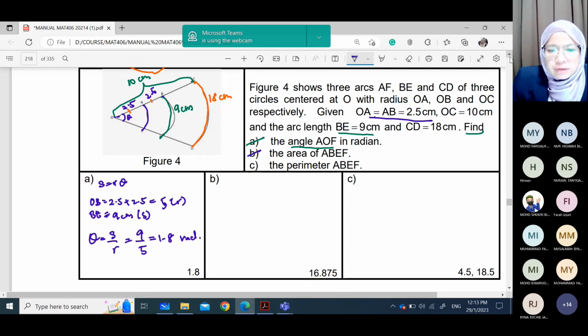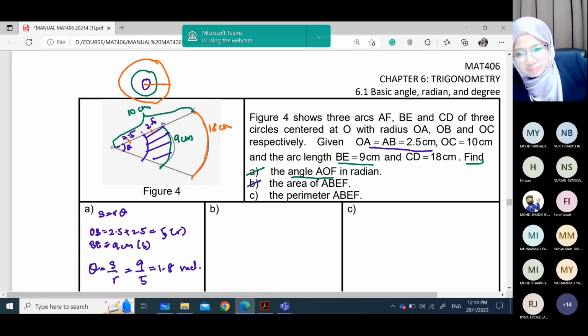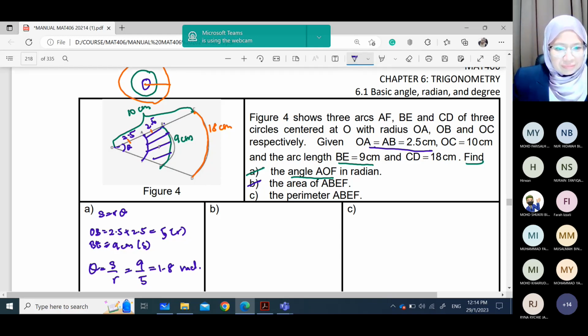Okay, ada soalan tak untuk yang ni? Okay, so next kita cari area ABEF. Kita nak area yang ini je. Macam mana dapatkan area yang itu? Kita nak yang ini je.